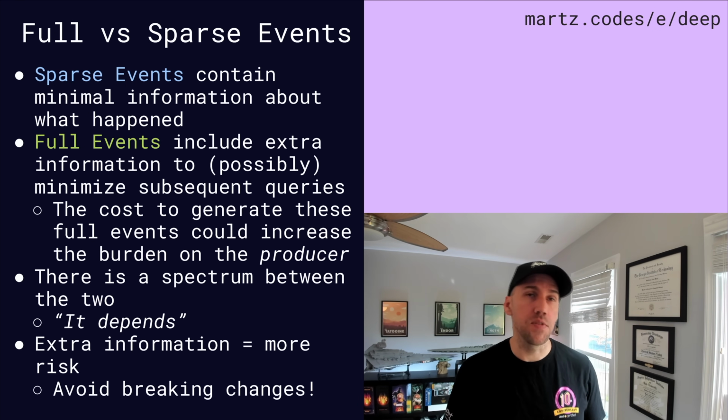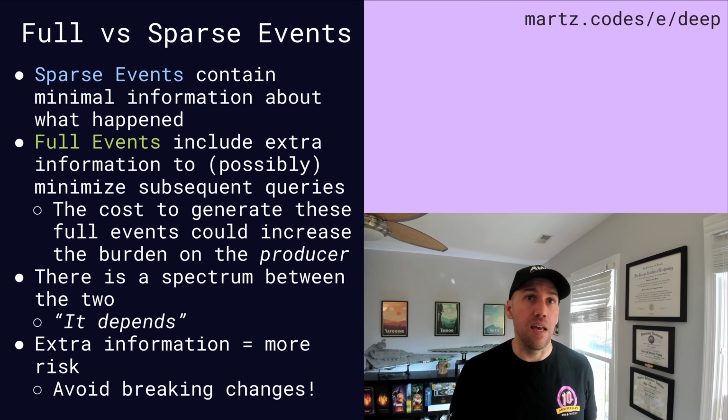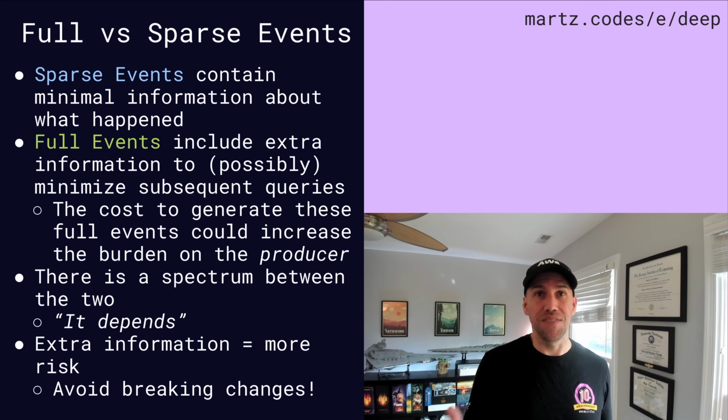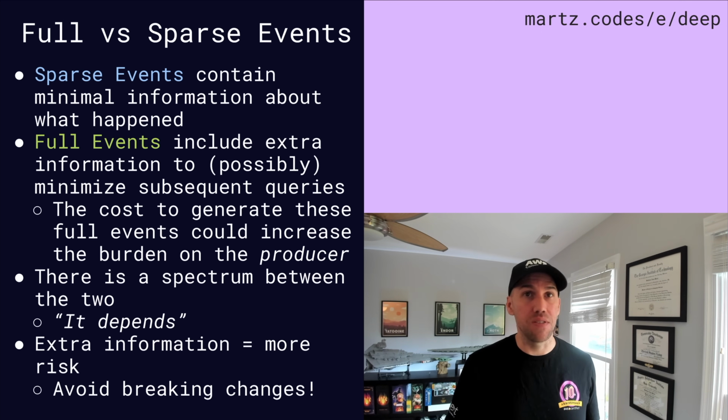or real-time scenarios. In contrast, full events are more detailed, including extra information that might minimize the need for subsequent queries. While they can be more convenient by providing comprehensive data up front, they can also increase the computation burden on the producer and can be heavier on the network. There's a spectrum between full and sparse events. The choice of which to use depends on the specific requirements of your system, such as response time, network bandwidth, and data processing needs.